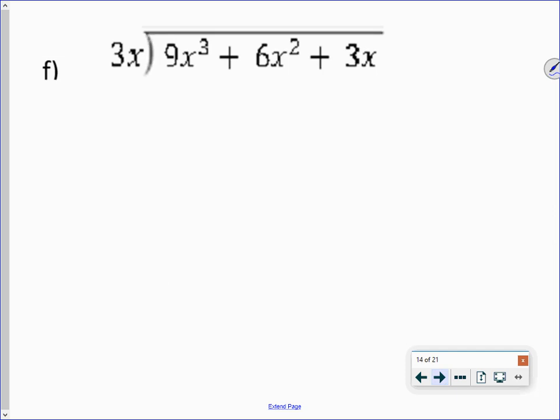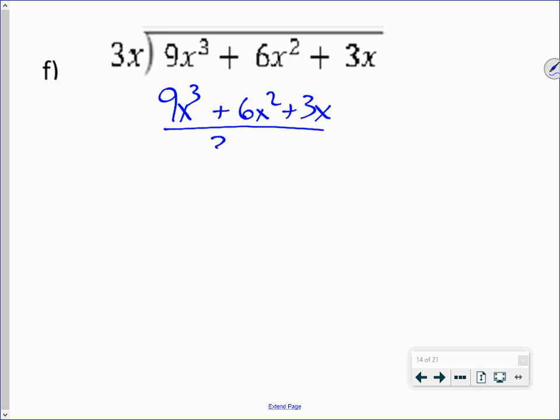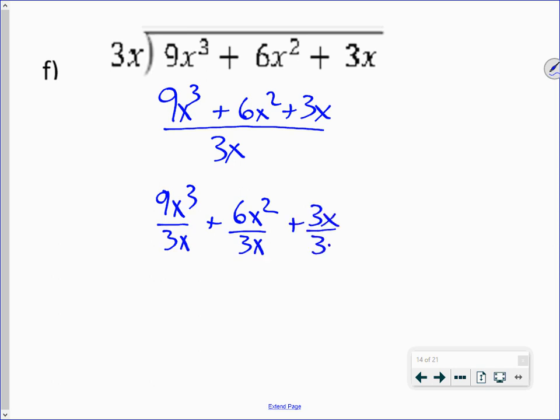This one's another division problem, but you can do this a couple different ways. One way to help think about this is: a lot of us have trouble with what a fraction is. A fraction is just a division problem. And so this is just 9x cubed over 3x plus 6x squared over 3x plus 3x over 3x. So this will be 3x squared plus 2x plus 1.